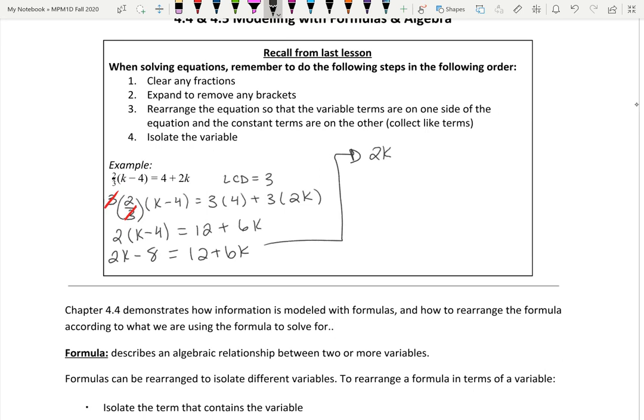And then making sure that I change the operation to its opposite when my terms are moving from one side of the equal sign to the other. Okay, and then simplifying like terms. Okay, and then step 4 says to isolate the variable. So I'm going to divide both sides by -4 so that k is alone. And I find that the value of k is -5.